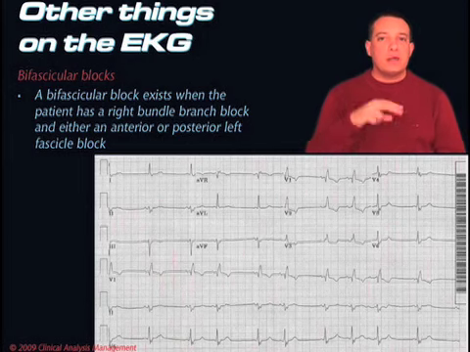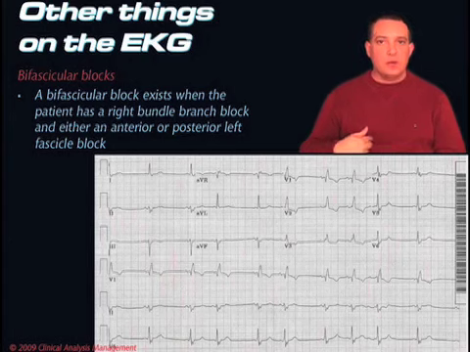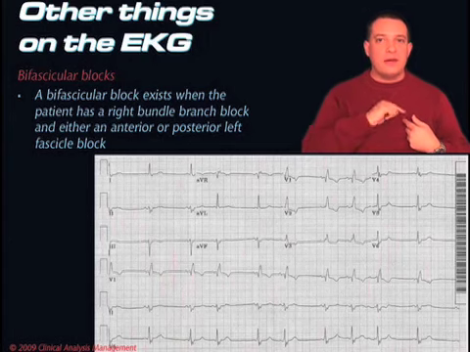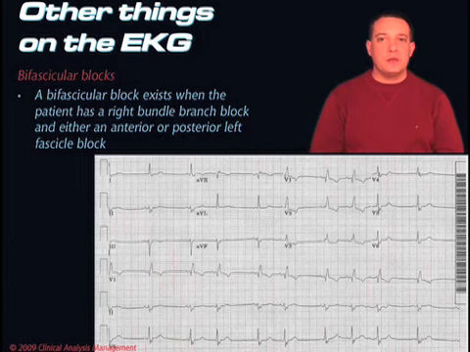So when we talk about the right side, remember that there really is only one fascicle, if you will. The right side is the right bundle. So the right bundle branch is basically the one fascicle for the right side. And then on the left side, we have the anterior fascicle and the posterior fascicle. Well, if 2 of those 3 are blocked, we would call that a bifascicular block. And when we look here, this is a great example of a bifascicular block.